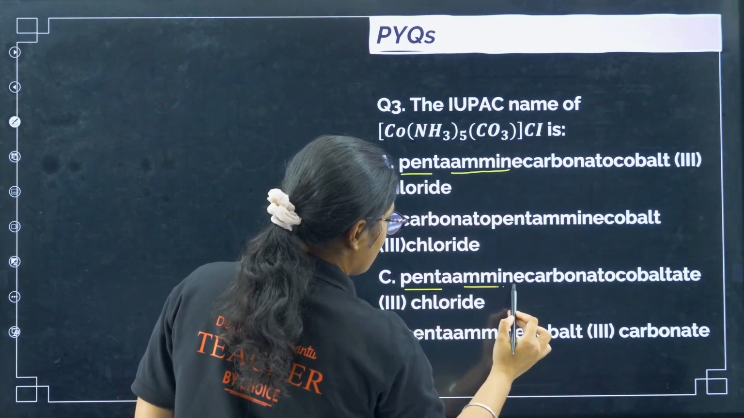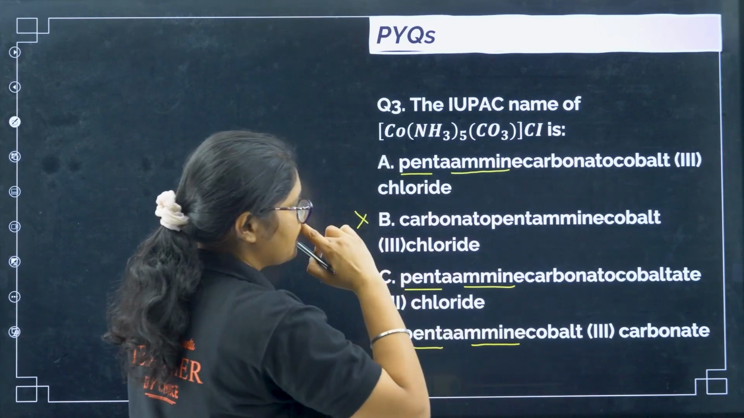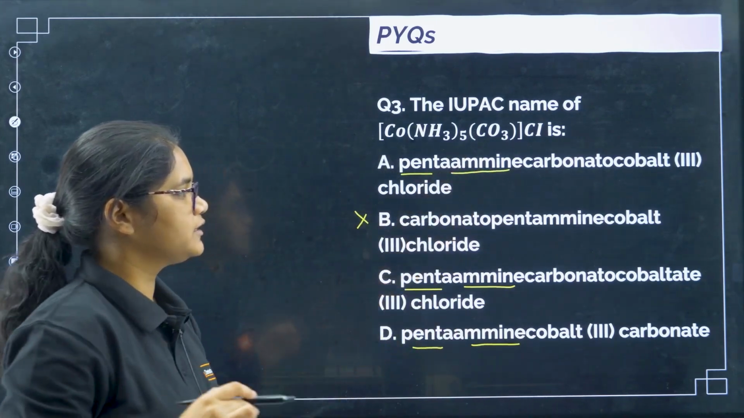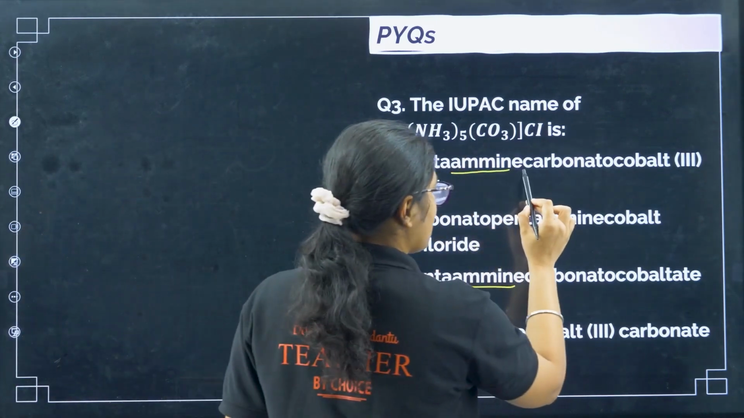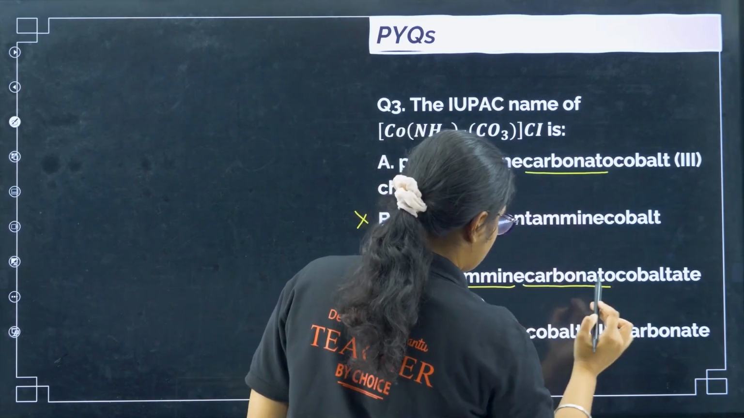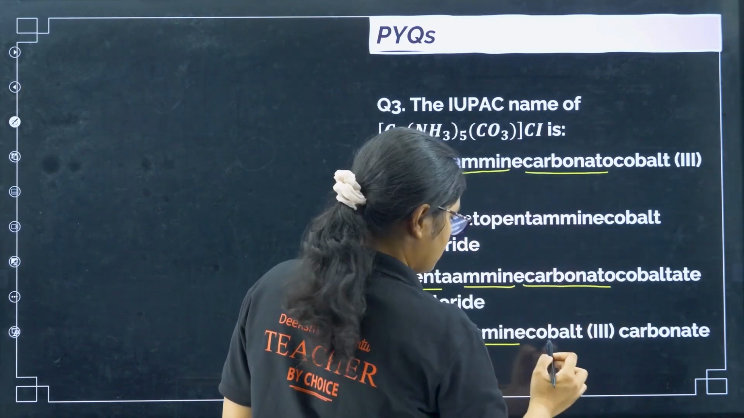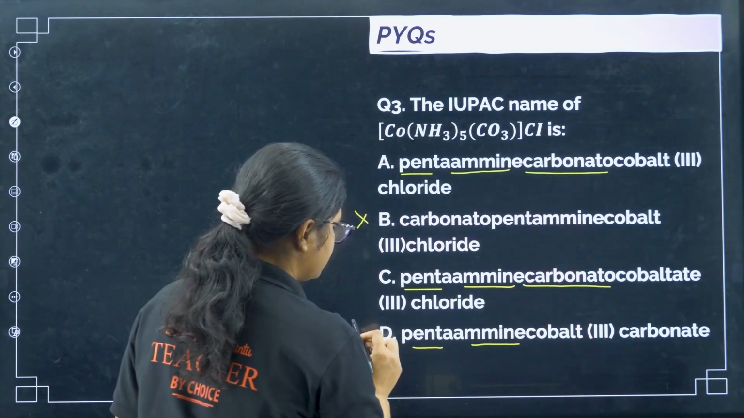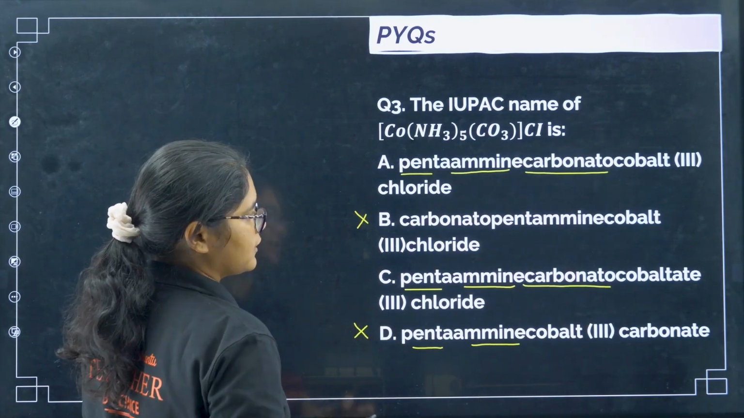Here also I have pentaammine. Here also I have pentaammine. Okay. Next it is CO3. CO3 is called carbonato. So I have carbonato here. I also have carbonato here. But here I don't find carbonato, directly cobalt comes, so we have eliminated this one.